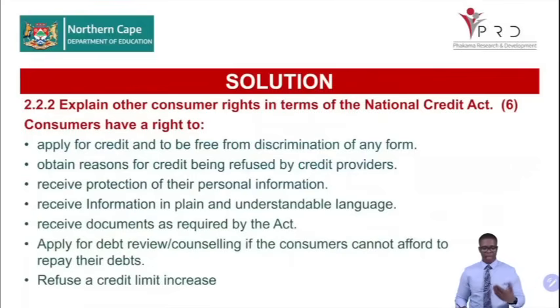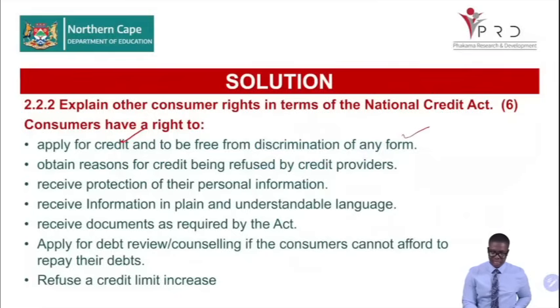Now we say, explain other consumer rights in terms of the National Credit Act. Consumers have the right to apply for credit and to be free from discrimination. They have the right to obtain reasons for credit being refused by the credit provider. Consumers have a right to receive protection of their personal information, because consumers use their personal information to apply for credit. Also, consumers have the right to receive information in plain and understandable language, and they also have the right to receive documents as required by the Act.